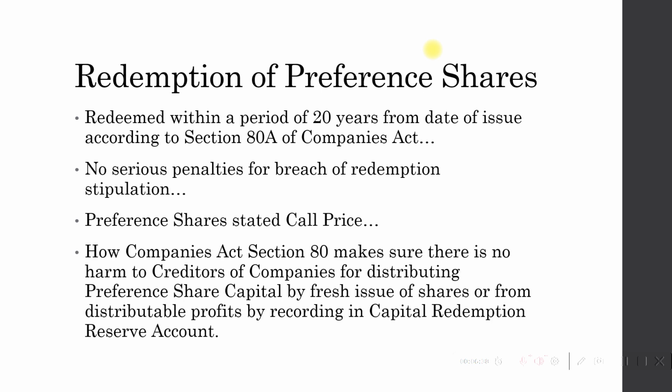Now we'll see how Companies Act Section 80 makes sure there is no harm to creditors of the company when preference share capital is redeemed by a fresh issue of shares or from distributable profits, by recording in the capital redemption reserve account. We'll see how the mechanism works. So long as preference capital is appearing on the balance sheet, capital contributions by owners of the firm are represented, providing a security buffer to the company's creditors.